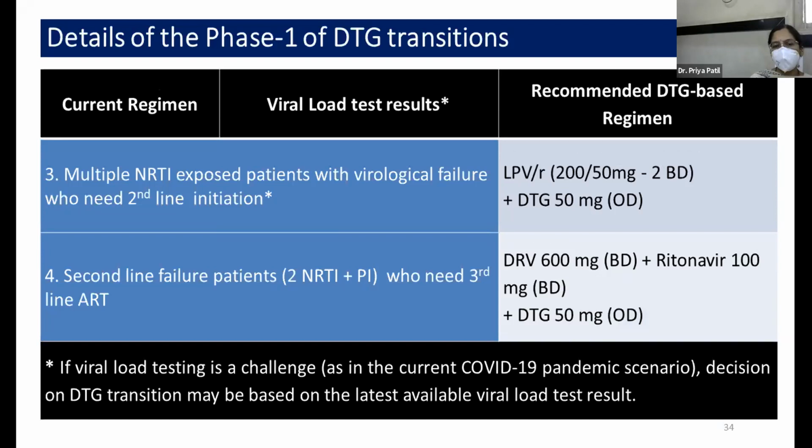And even for multiple NRTI exposure patients with failure who need second line, it will be DTG 50 mg OD with LPV/r. Now, if viral load testing is a challenge, as in the current COVID situation, the decision on DTG transition may be based on the latest available viral load result. And again, the CD4 count also will be taken into consideration to see if the patient is responding to this regimen or not.